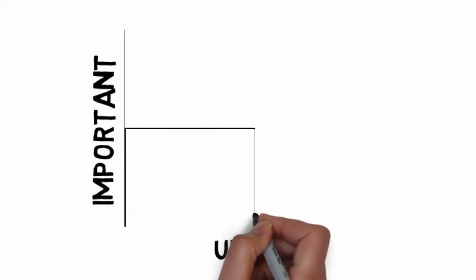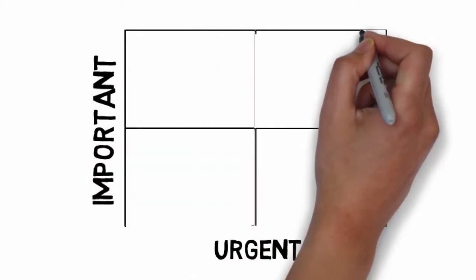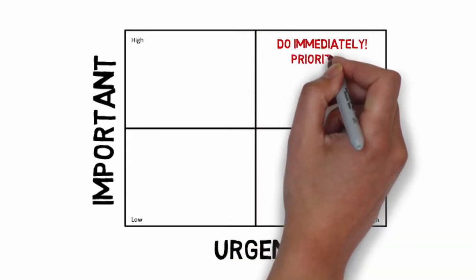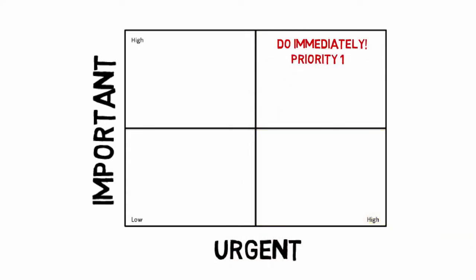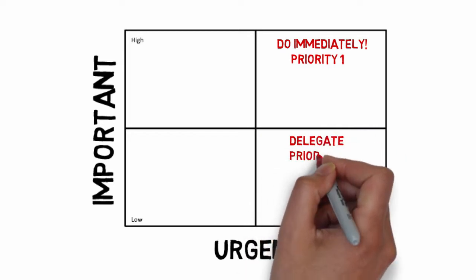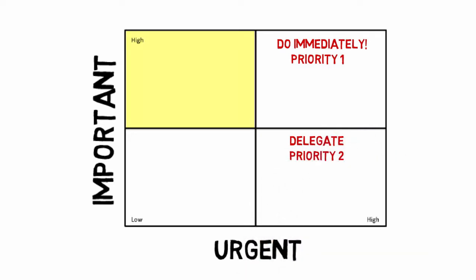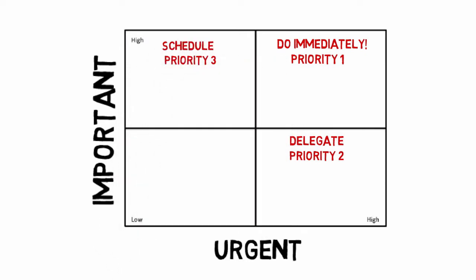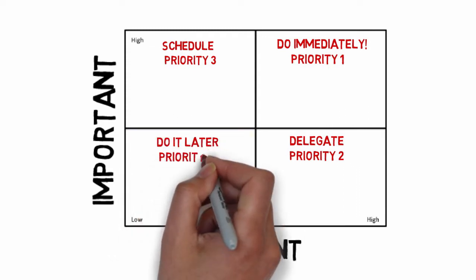This results in a matrix being formed with 4 quadrants. Depending on where a task falls within this matrix determines the action you should take. Tasks that are both important and urgent are to be done as soon as possible. For tasks that are urgent but not important, we need to delegate. For tasks that are important but not urgent, we can schedule those, putting them on our calendar to be handled later. And then last, there are tasks that are really neither important nor urgent. We just let those sit for now.